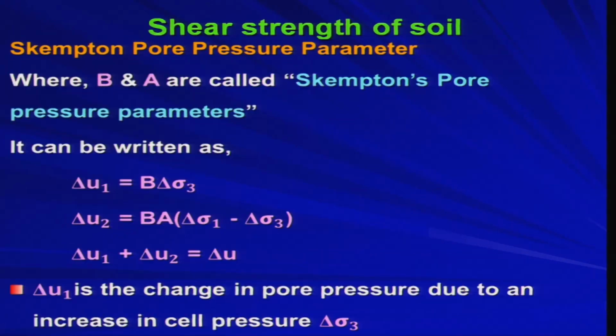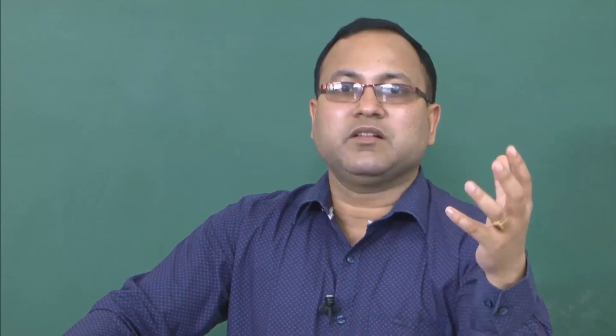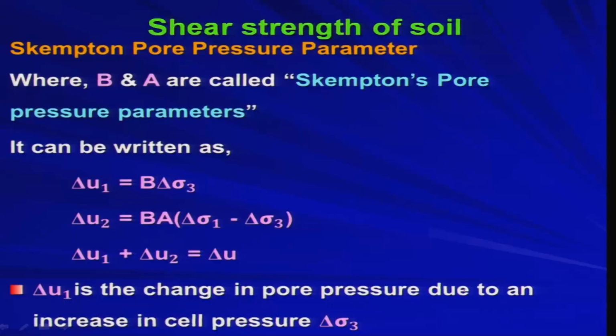Now, from this, B and A are called the Skempton pore pressure parameters. I hope you have understood how these two parameters come into the picture from the basic principles of mechanics. Earlier we introduced the Skempton pore pressure parameters, but at that time we never talked about how these parameters come into the picture. Now you are quite clear how these B and A arise.